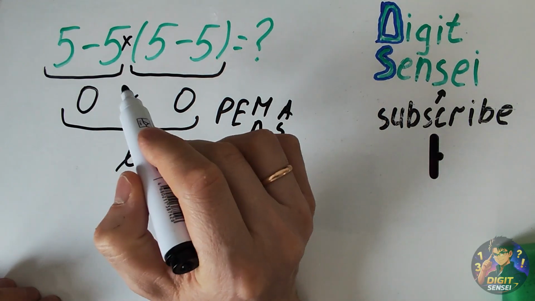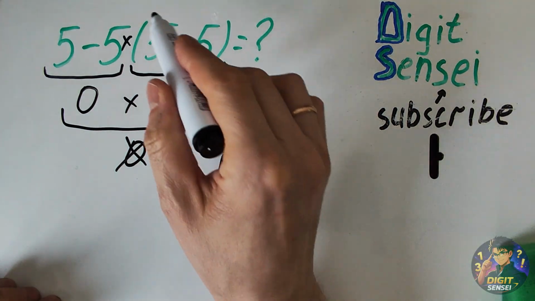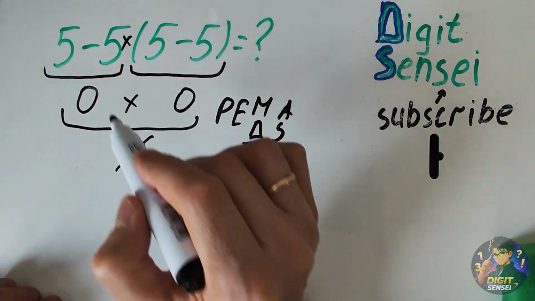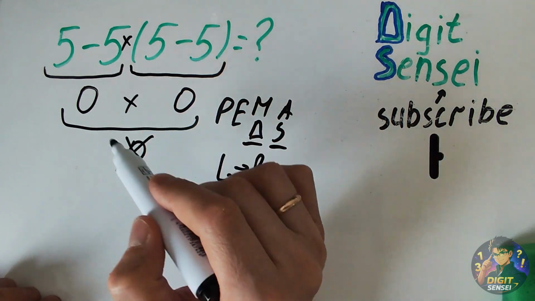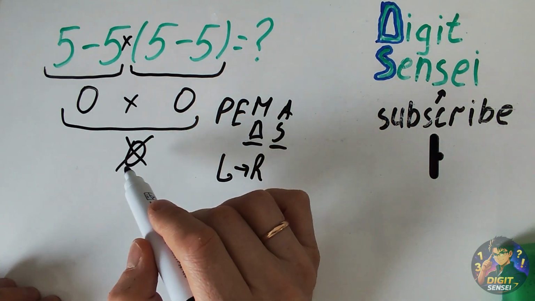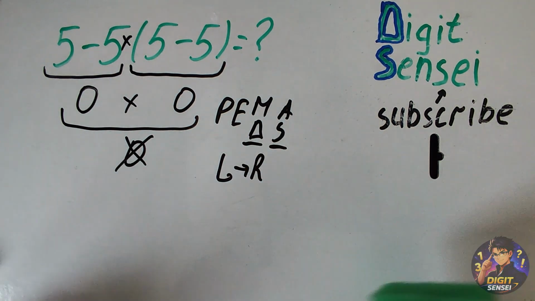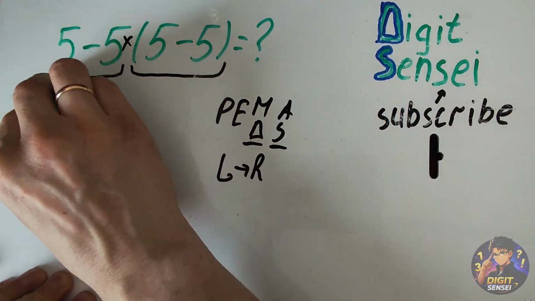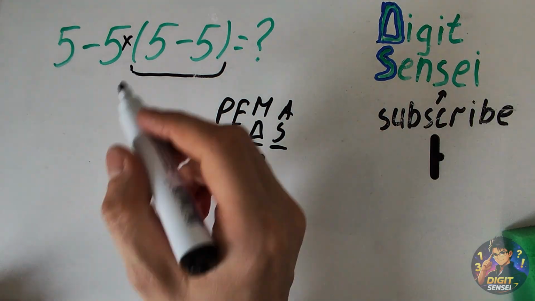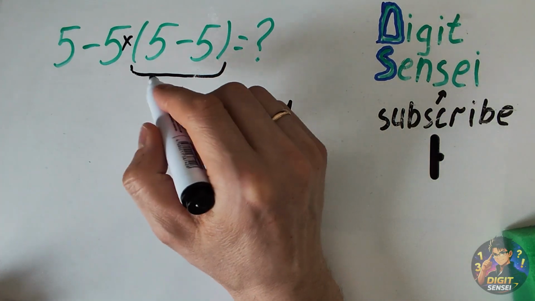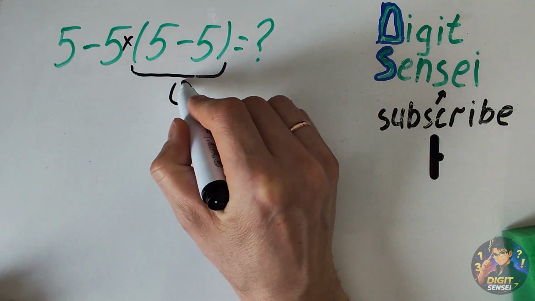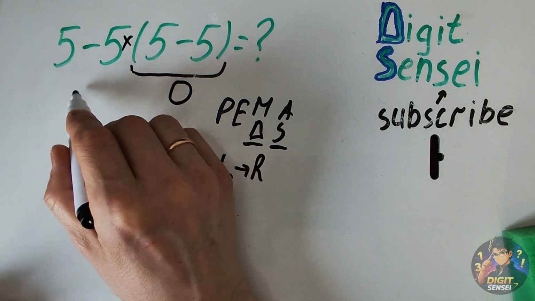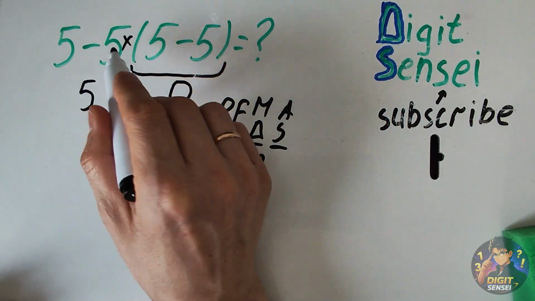Okay, so according to the PEMDAS, first we have to do this parentheses, then this multiplication, and finally this subtraction. If we do this subtraction before this multiplication or this parentheses, it is wrong. So first we have to do this parentheses. Inside this parentheses, we have 5 minus 5, which gives us 0. So 5 minus 5, then times 0.